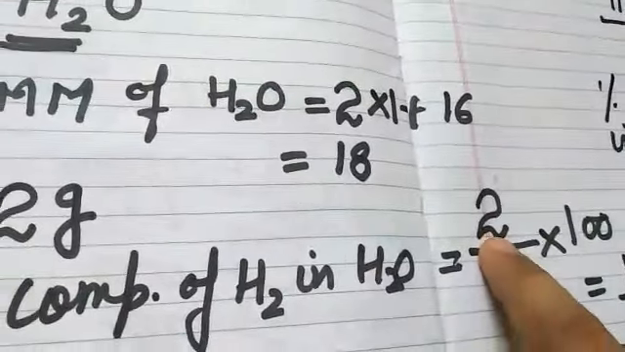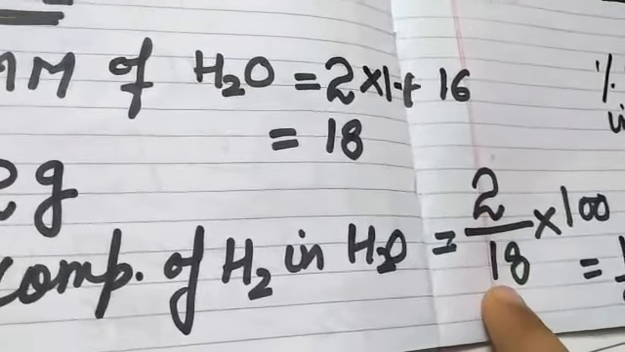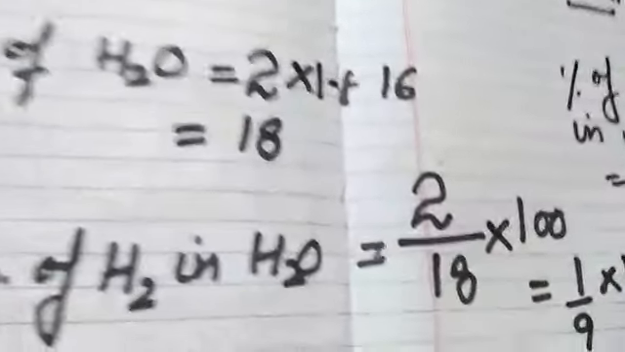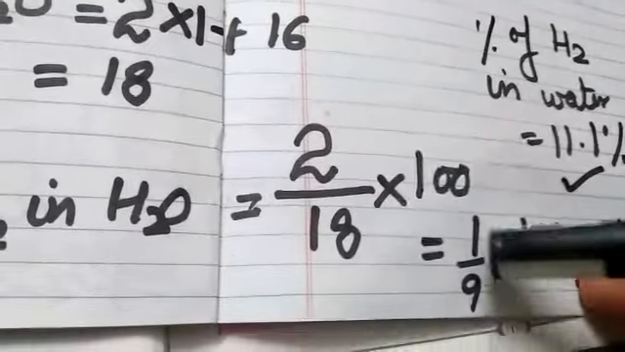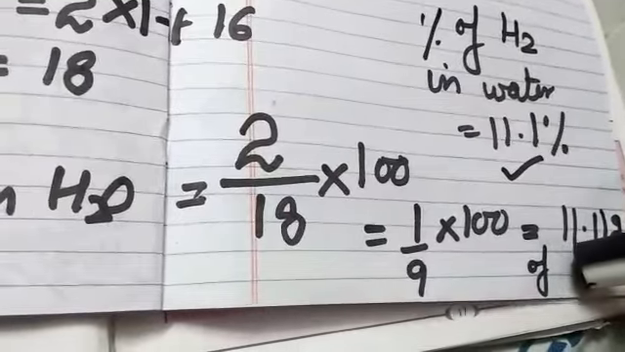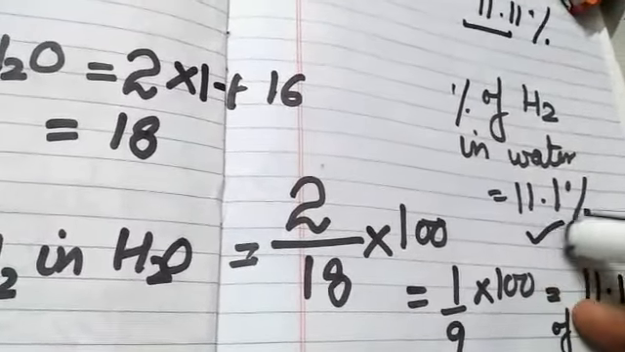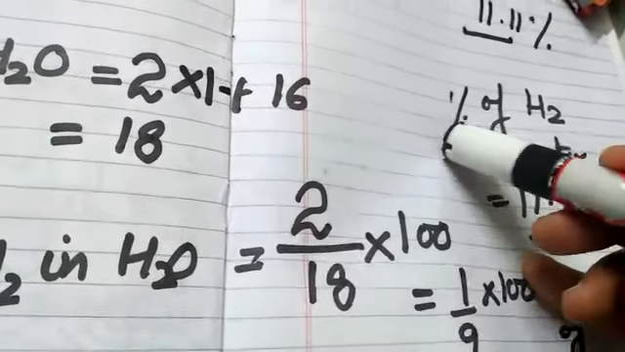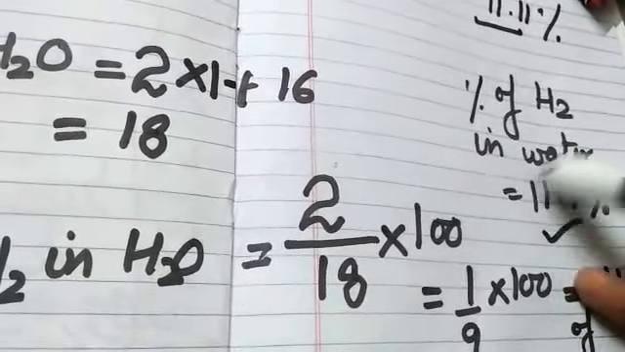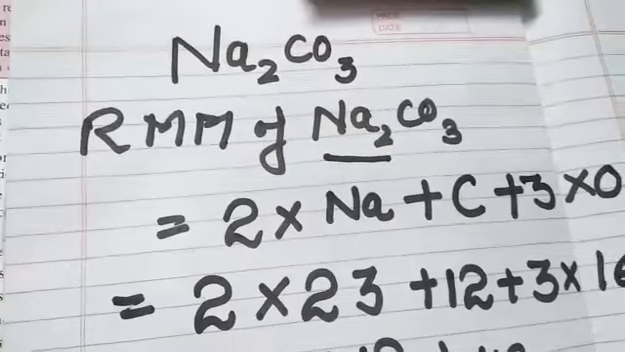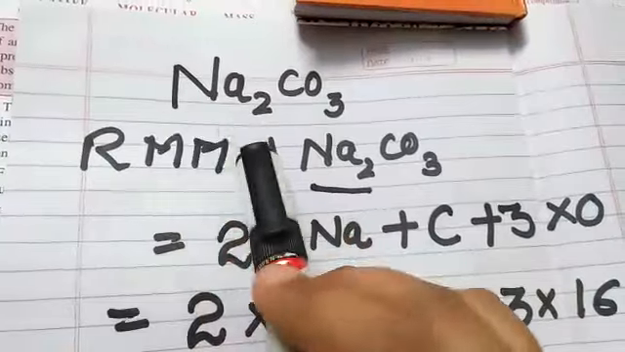2, keep its weight in the numerator, divided by total weight of water molecule multiplied by 100. So when we calculate this one, it comes out to be 11.11 gram of hydrogen, that is 11.1%. So we will write down percentage composition of hydrogen in water is equal to 11.1%. Now we will discuss another example.